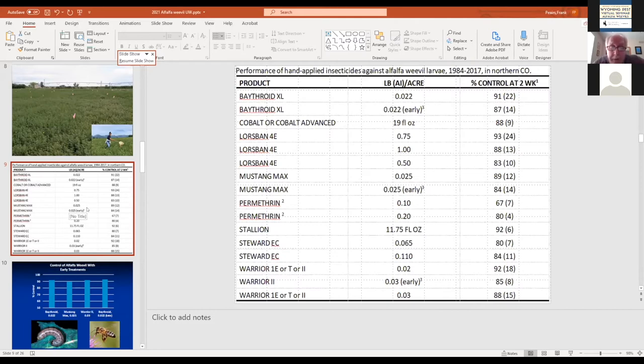But I think the main point I want to make here is that while this looks like a very long list, if you look at it in terms of mode of action, it's really only 3 modes of action. We have pyrethroids, such as Bathroid or Mustang Max or Warrior. And then we have organophosphates, primarily lorazepam, but also cobalt. And then steward is the third mode of action. So while there are a number of insecticide products on the market, there's really only three modes of action that are in common use.